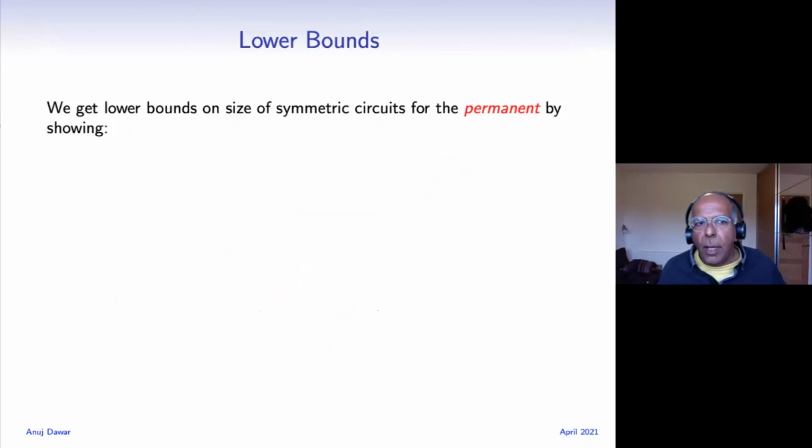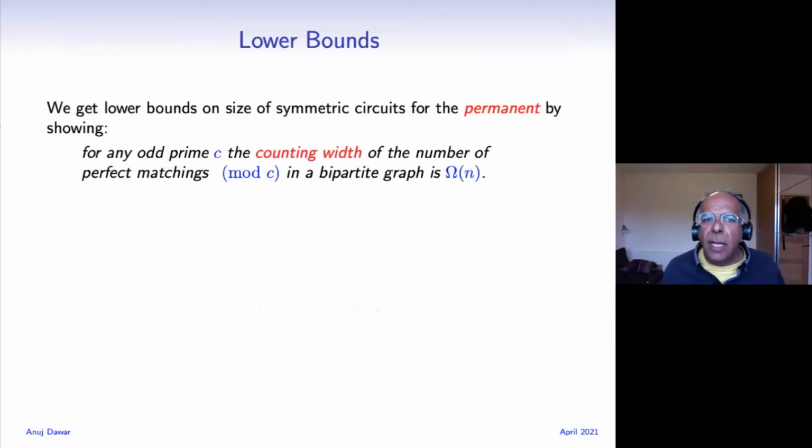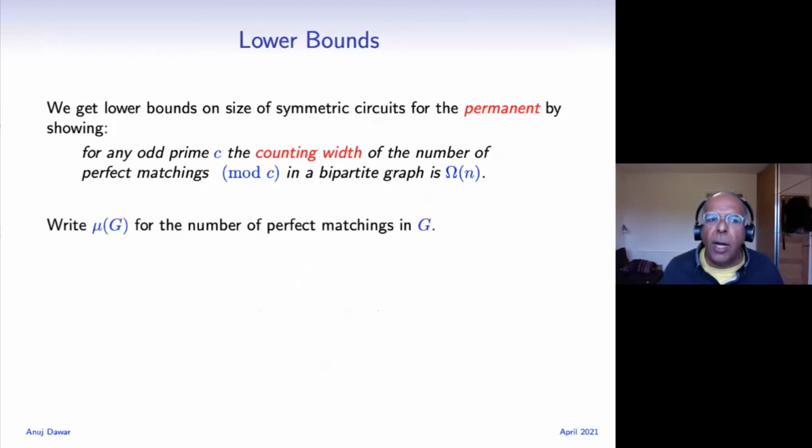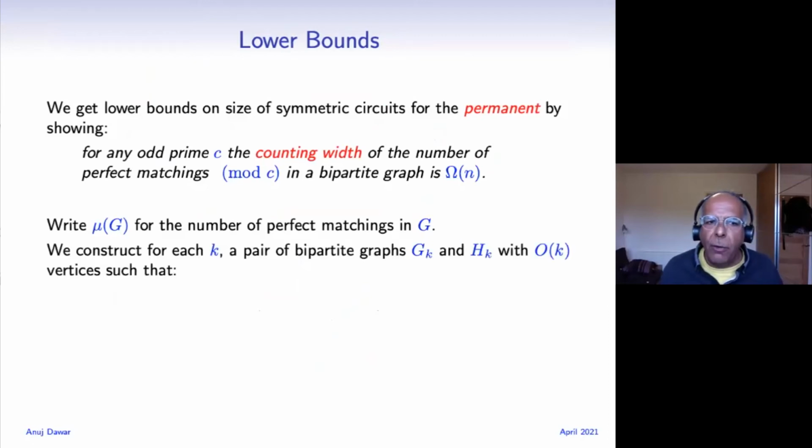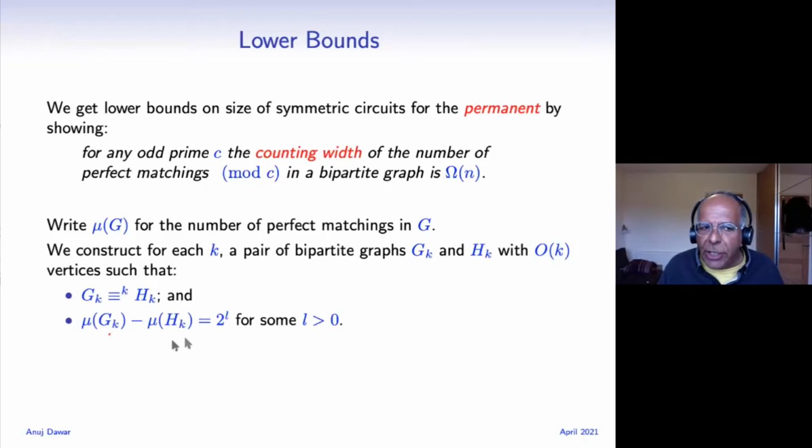Okay. So we get lower bounds for the size of symmetric circuits for the permanent by simply showing that for any odd prime C, the counting width of the number of perfect matchings in a bipartite graph is omega n. Writing mu G for the number of perfect matchings, we can construct for each K a pair of bipartite graphs with a number of vertices linear in K, which are K equivalent, but the number of perfect matchings in G is different from the number of perfect matchings in H.